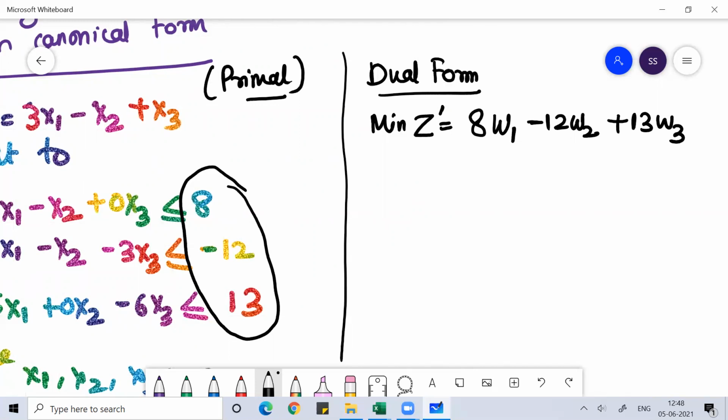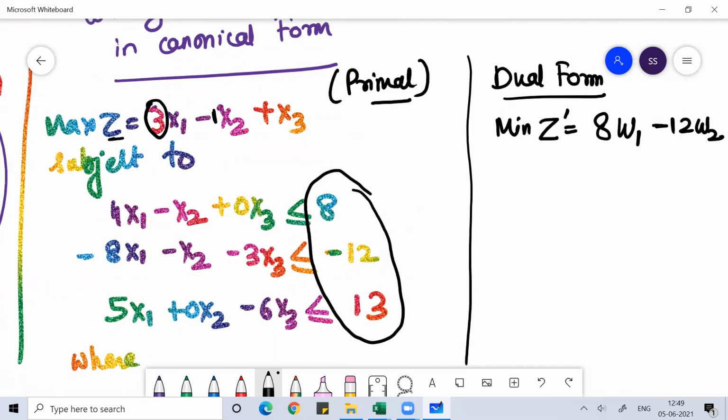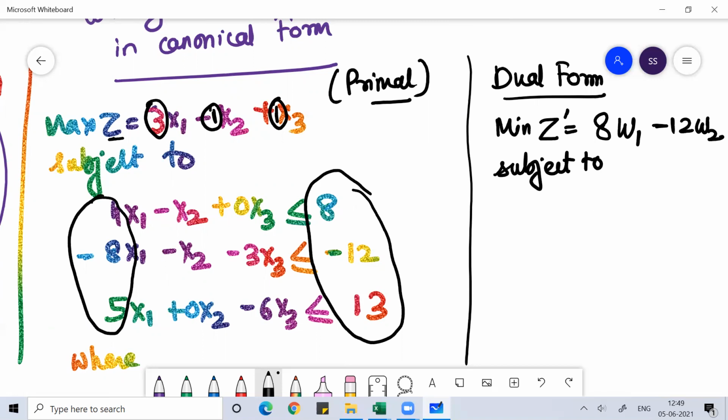Can you understand this, guys? Very simple. The RHS of the constraints of the primal will become the cost coefficients of the objective function of the dual. And the cost coefficients of the primal will become the RHS of the constraints of the dual. So subject to, how will you write? You have three decision variables, and you know that you're going to have three constraints. So write the transpose of the body matrix of the constraints: 4w1 minus 8w2 plus 5w3. Can you understand this?